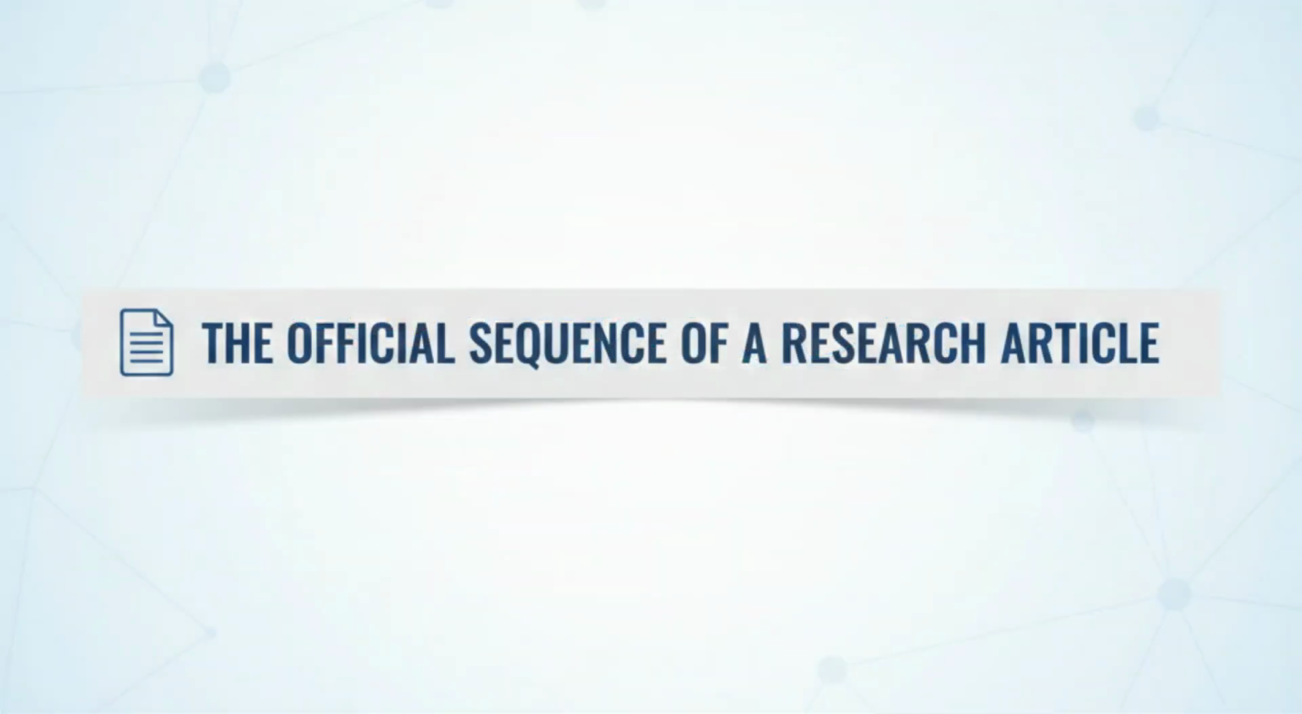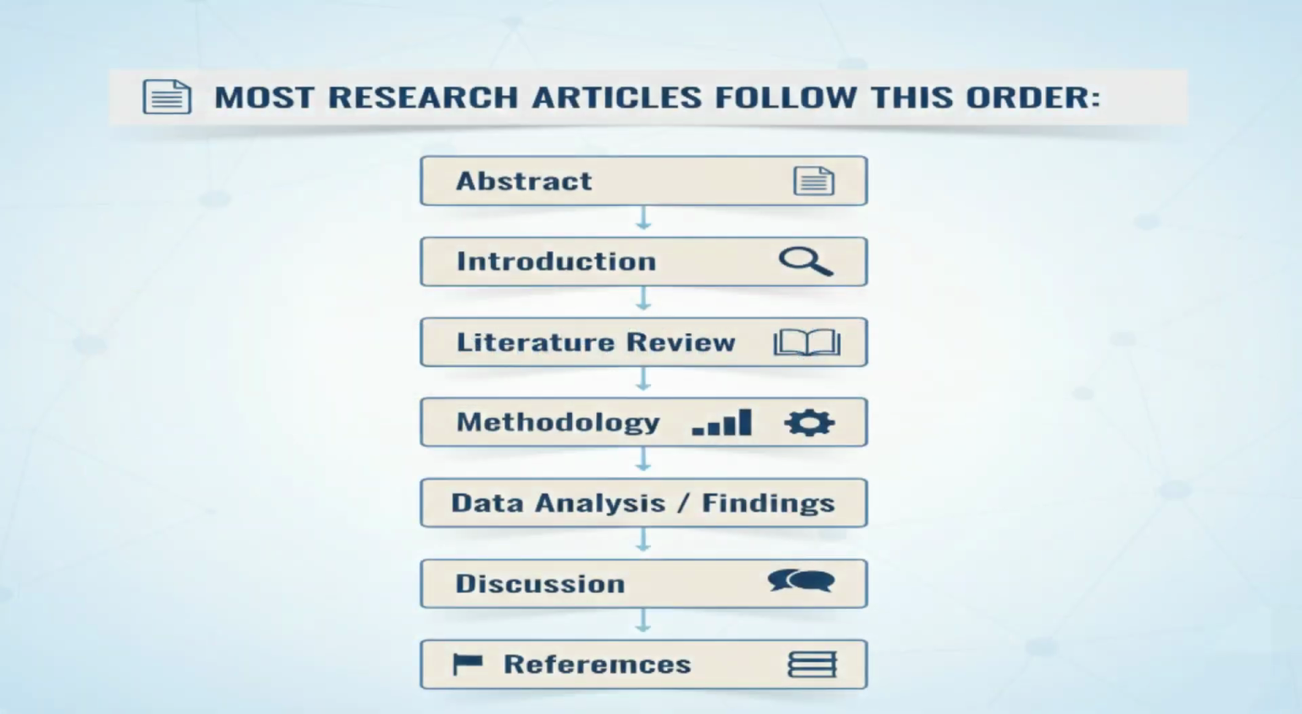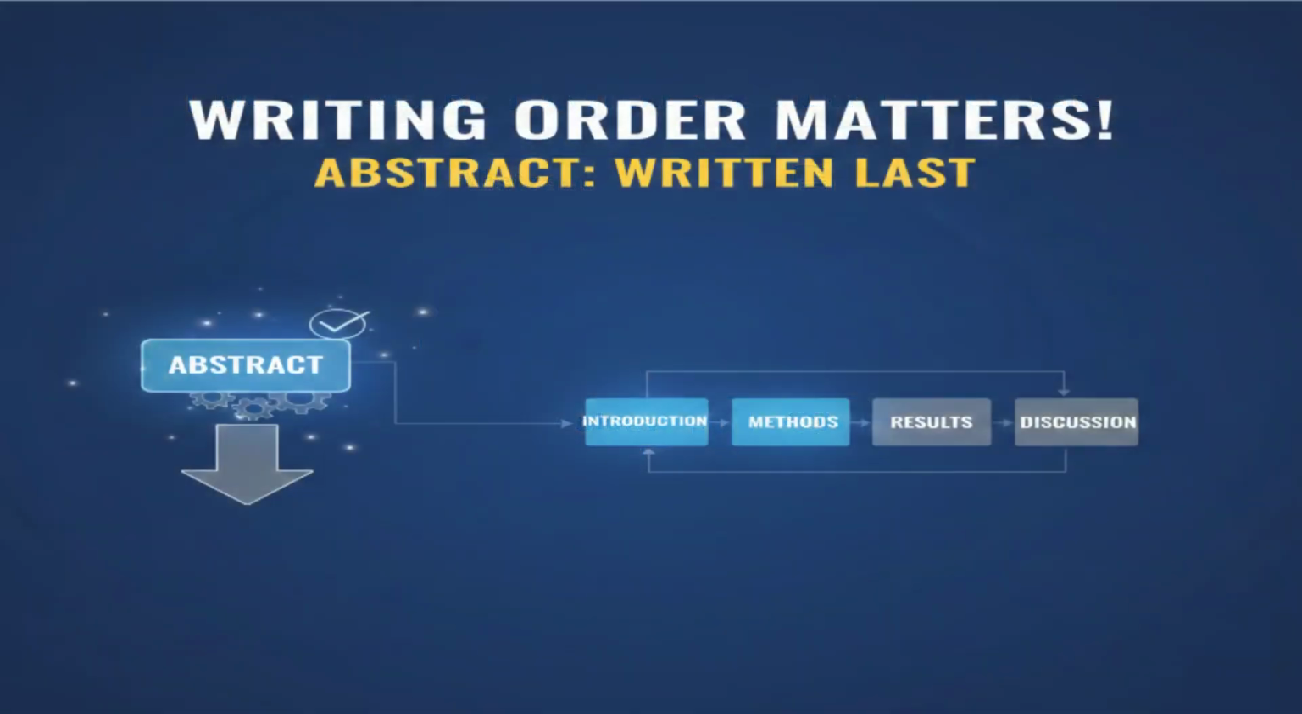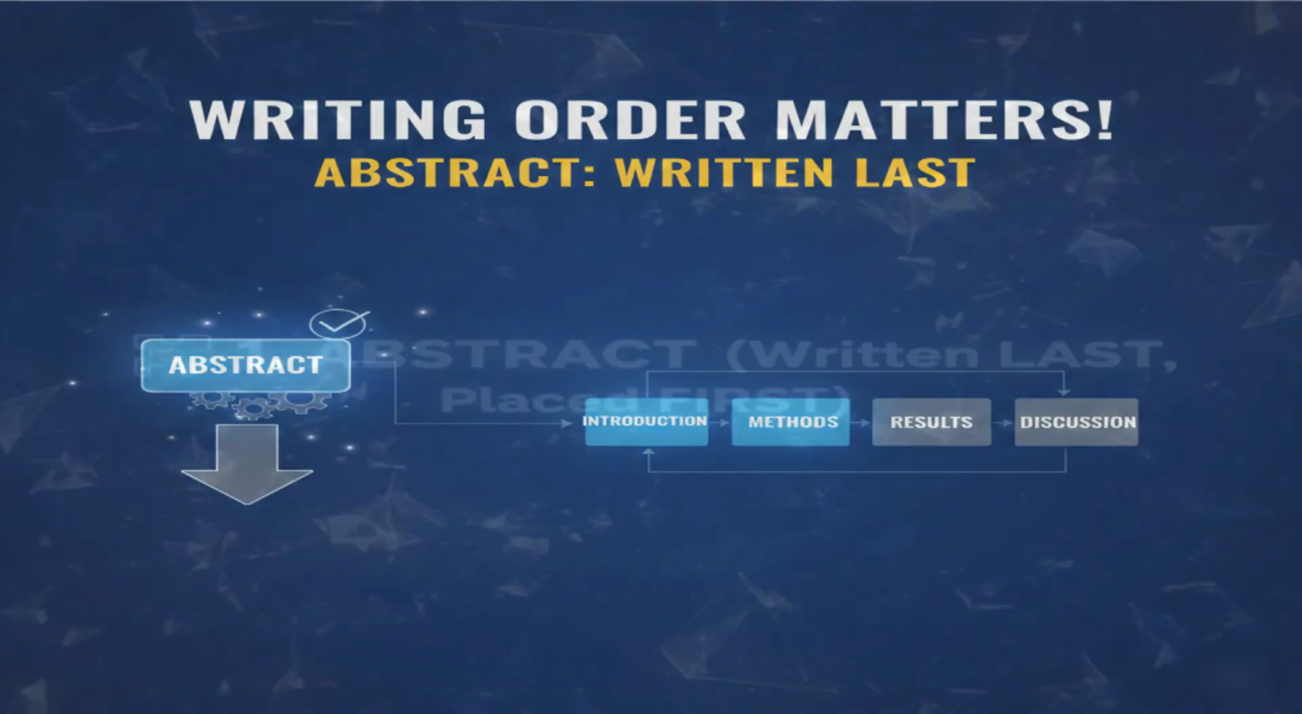The official sequence of a research article. Now let's talk about the actual structure of a research article. Most research articles follow this order: abstract, introduction, literature review, methodology, data analysis or findings, discussion, conclusion, references. But here's something very important to remember. Just because the abstract appears first, does not mean it is written first. We'll come back to that.